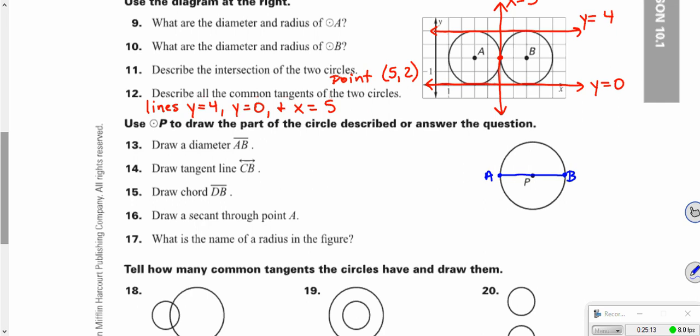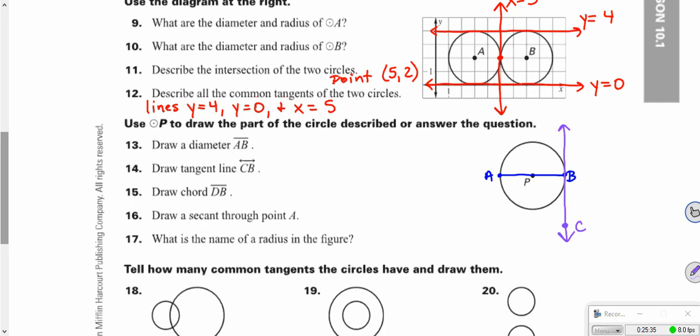Okay, so then draw a tangent line CB. Well, for a tangent line, they want us to use the same point B. So a tangent line would be like here, and I would label some other point on that line C. So now I have a tangent line CB.